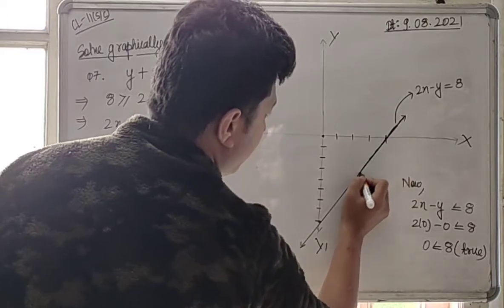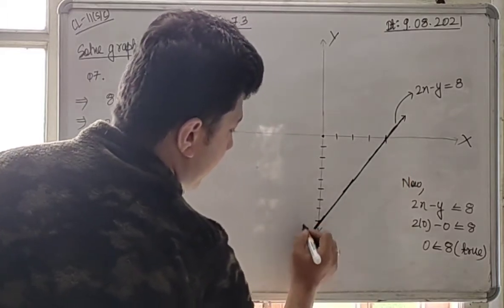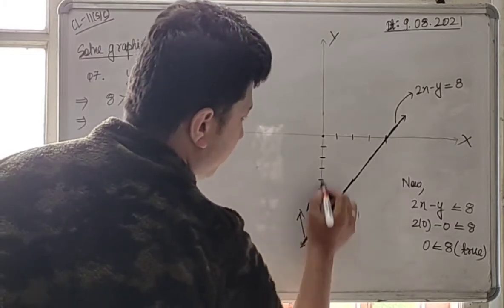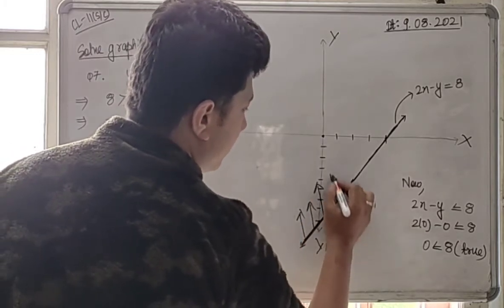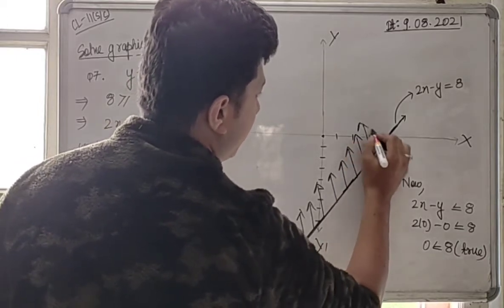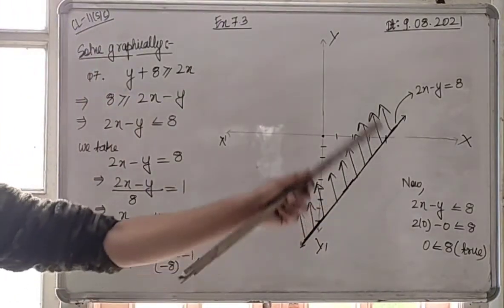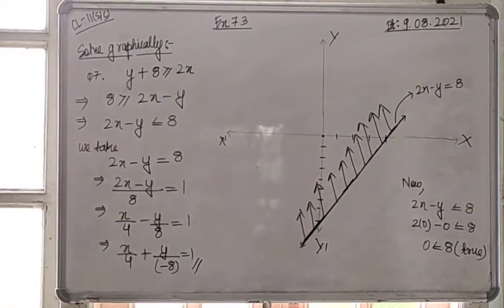And the arrowheads will be, since it is true, towards the origin. The arrowheads will be towards the origin, because my origin is this side, so it will be towards the origin like this. So I hope everyone is clear with this. So this is the graph of this inequation. This is how we do.